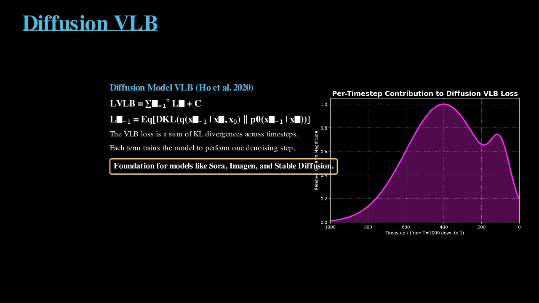This connects diffusion models directly back to the VAE framework. Interestingly, not all time steps contribute equally to the loss. The KL terms are typically largest for mid-range time steps, where the model is doing the most meaningful denoising. This same VLB principle, scaled to spatiotemporal latents, underpins today's state-of-the-art video models like Sora.